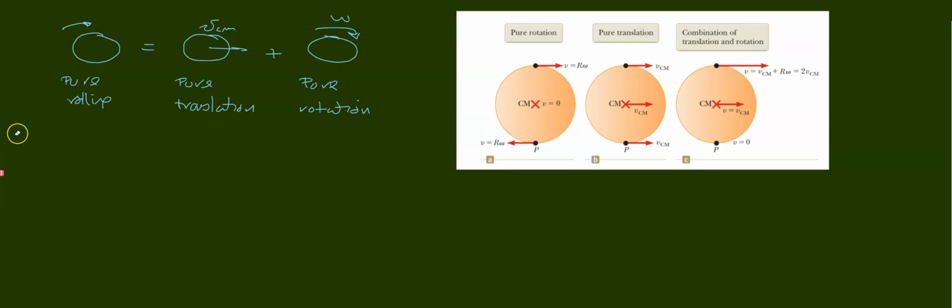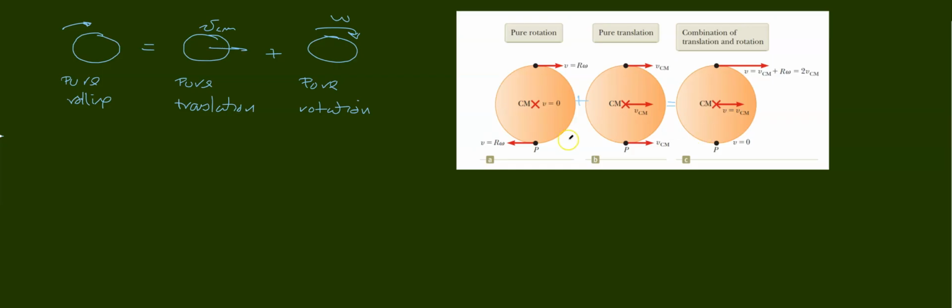If you have pure translation, then nothing has angular motion. It's all linear motion. The center of mass, this point, that point, this one, all points are moving at the speed of the center of mass. So if we add these two motions, this plus this, we get rolling motion, right?